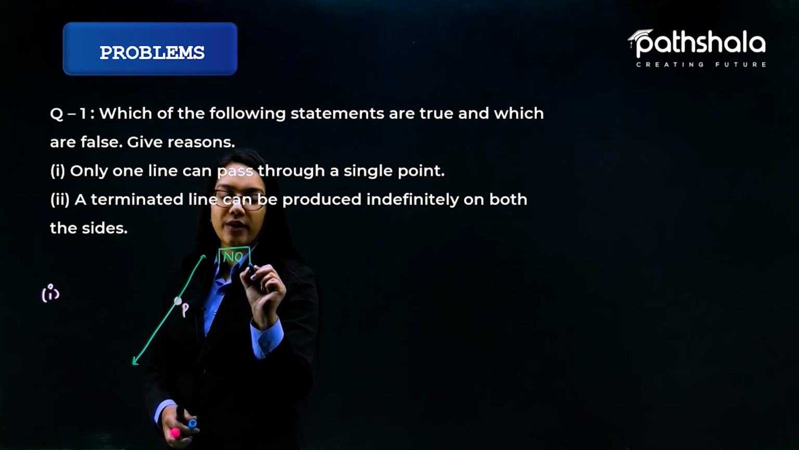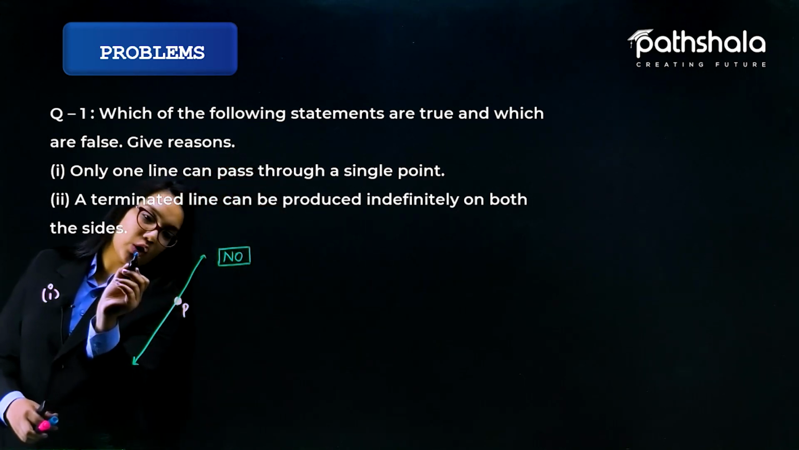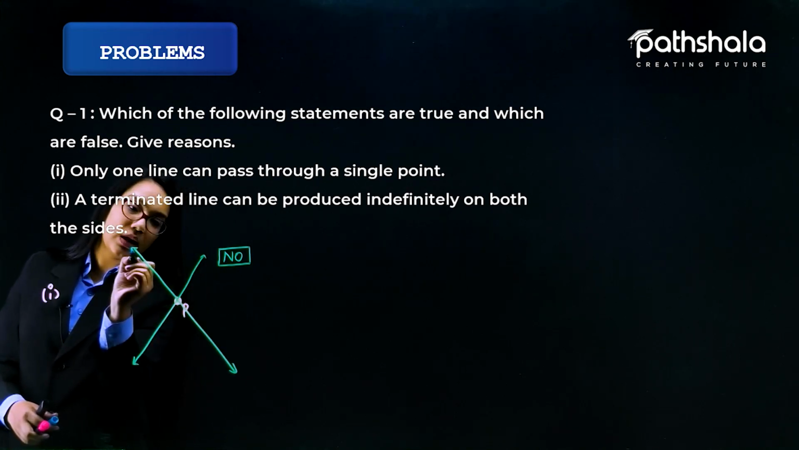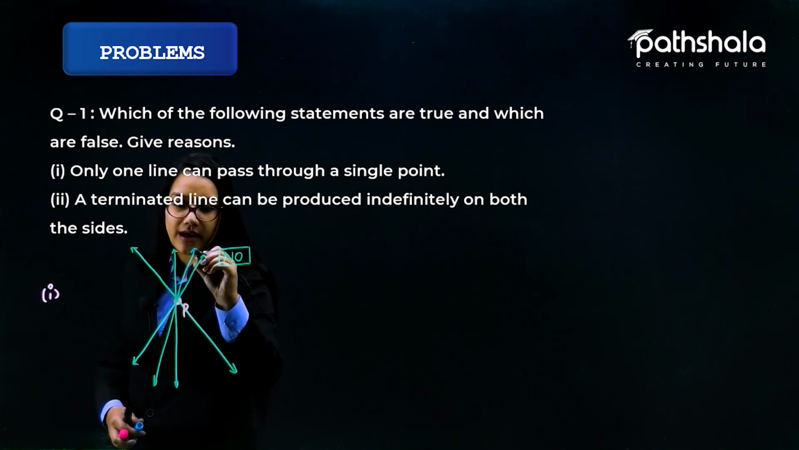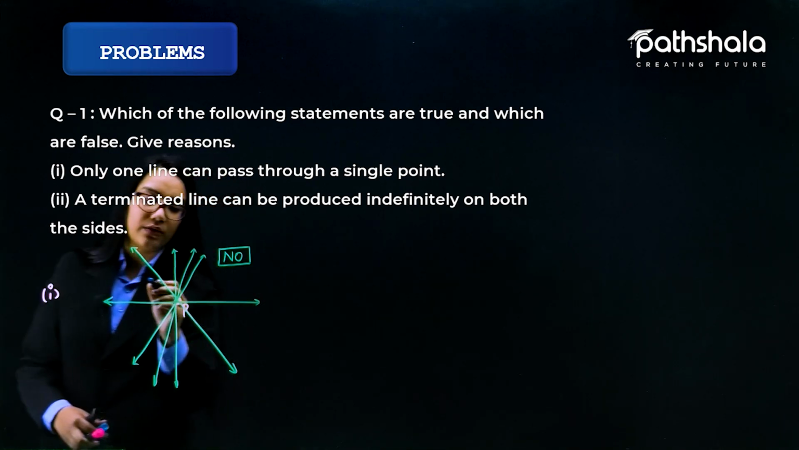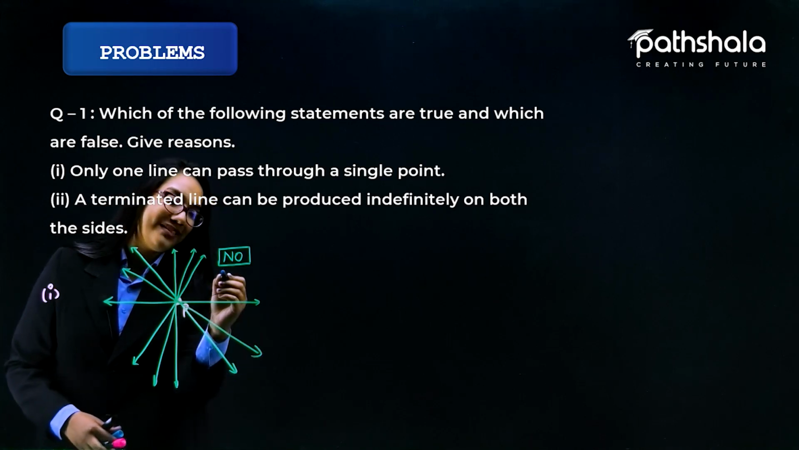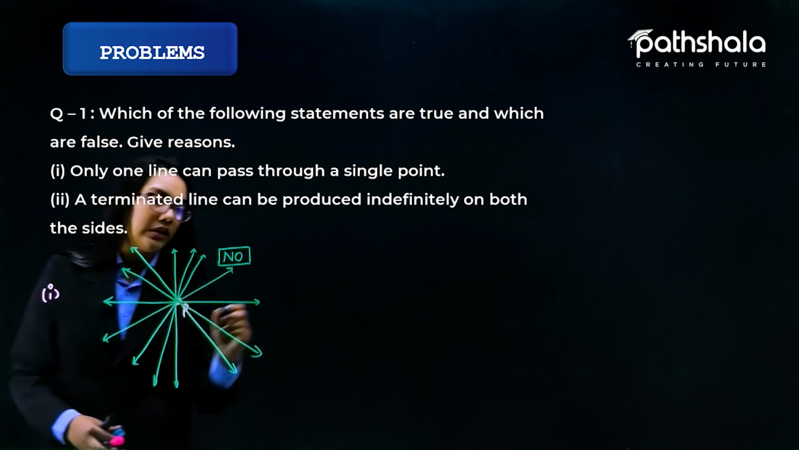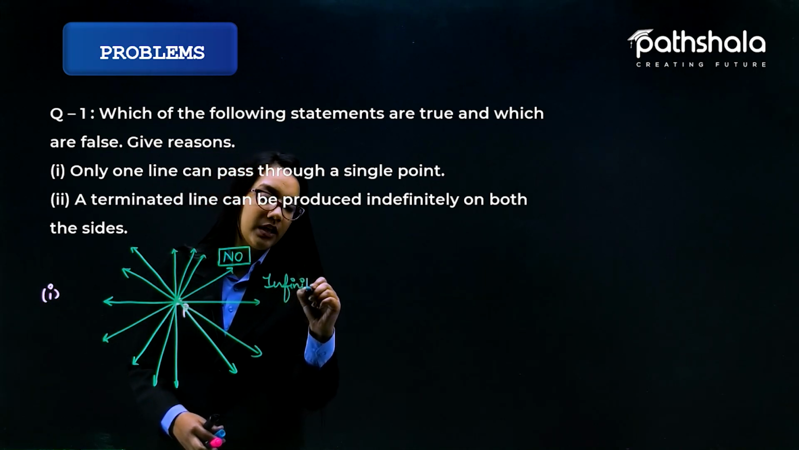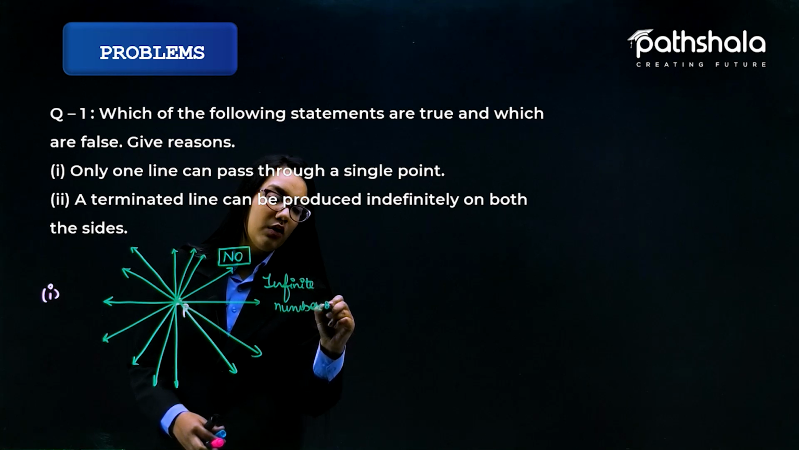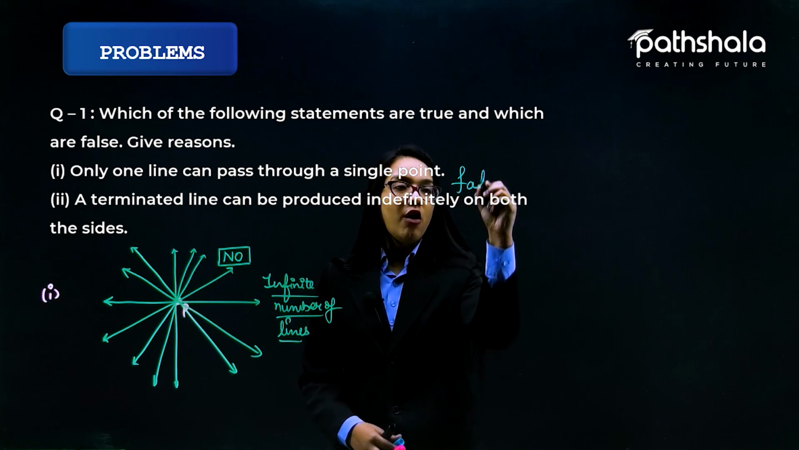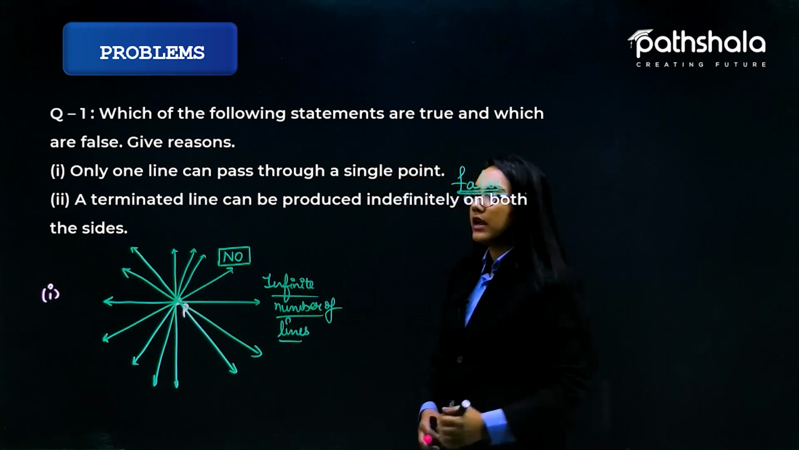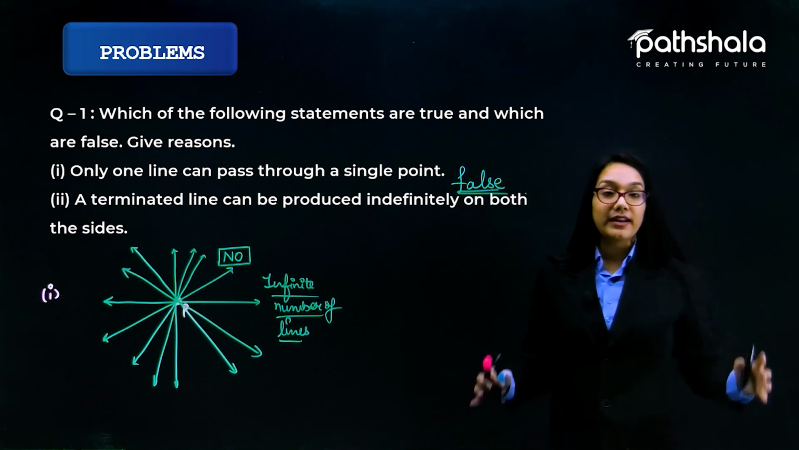Obviously the answer is no, because I can draw infinitely many lines. If I draw this line, I can draw this line as well, and this line as well. Moreover, I can draw this line, and in the same way this line, and so on. It means that I can draw an infinite number of lines that can pass through this particular point. Hence, the very first statement is actually false. Why so? Because we have seen over here that from a particular point we can draw infinitely many lines.